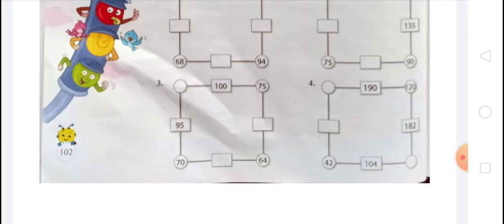And after that, we have to add 75 and 64. 5 plus 4 is 9, 7 plus 6 is 13. So 139. In the box there will be 139.